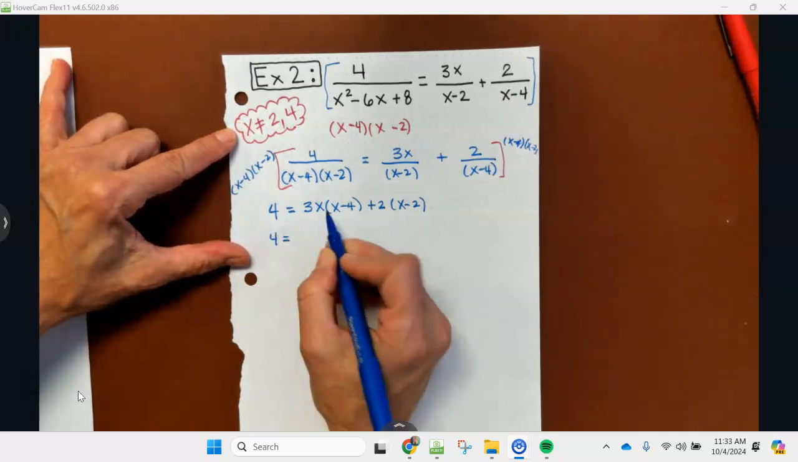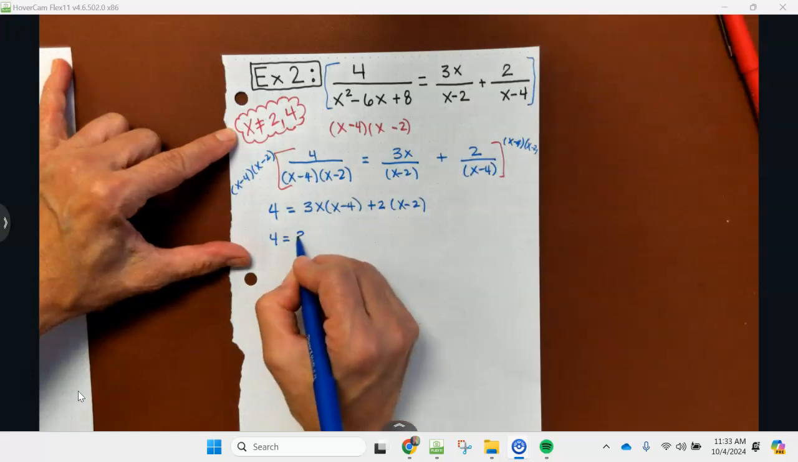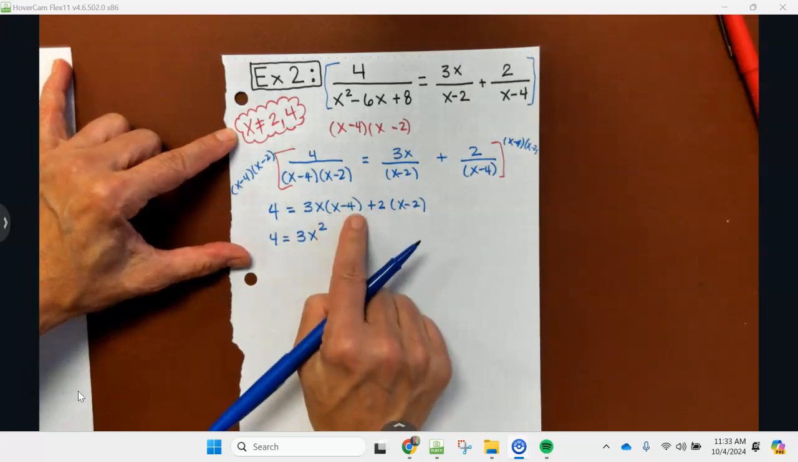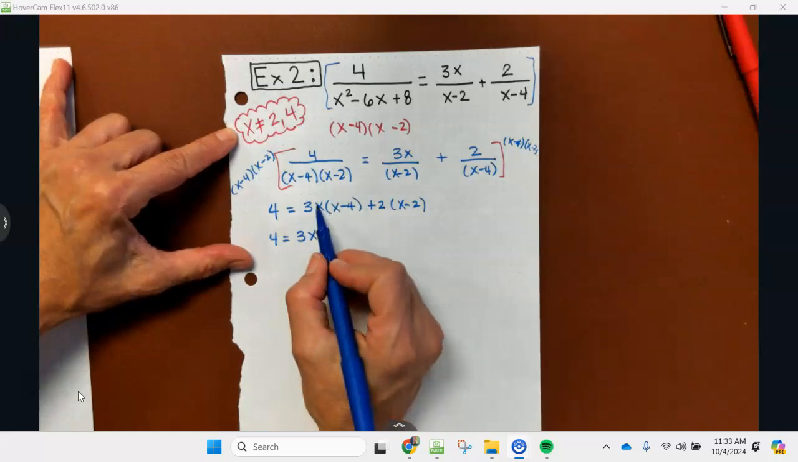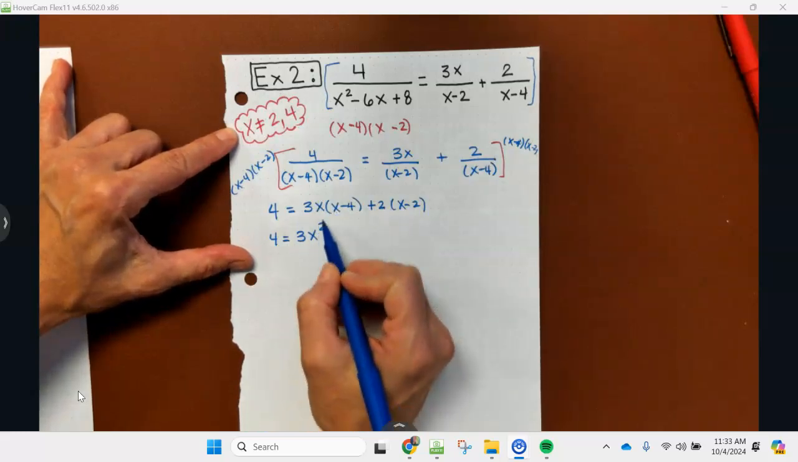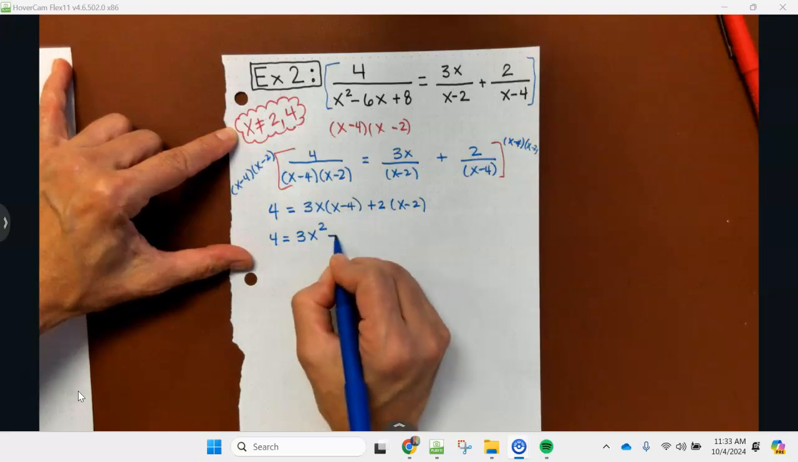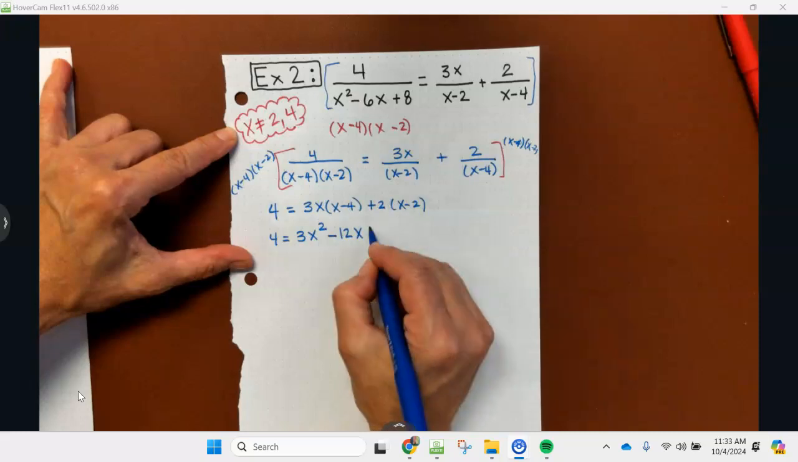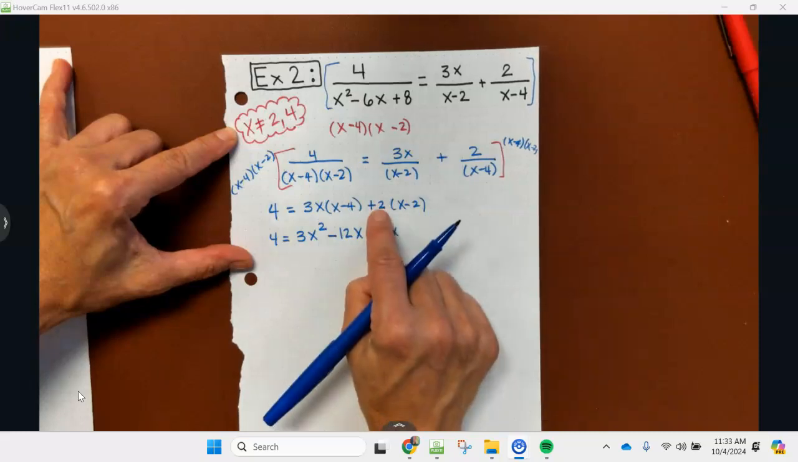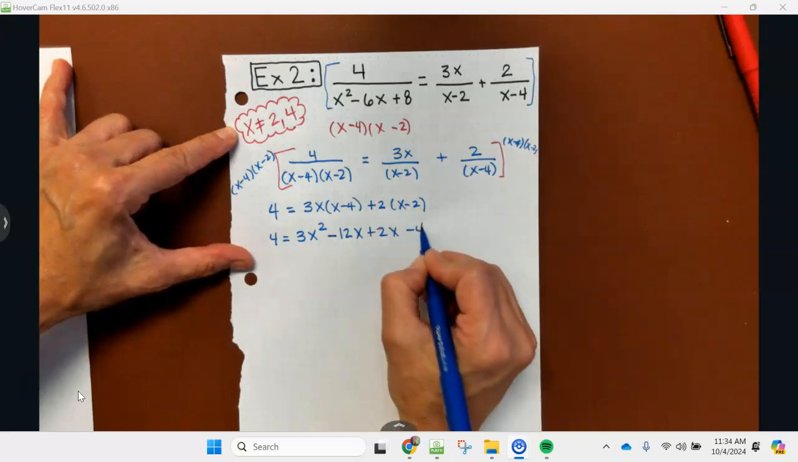All right, here we go. So 3x times x is 3x squared. I take that back. That's not a low level. This is going to be a quadratic of some sort. So 3x times x is 3x squared. 3x times the negative 4 is a negative 12x. Now let's go over here. Positive 2 times x is plus 2x. And then a positive 2 times negative 2 is a negative 4.